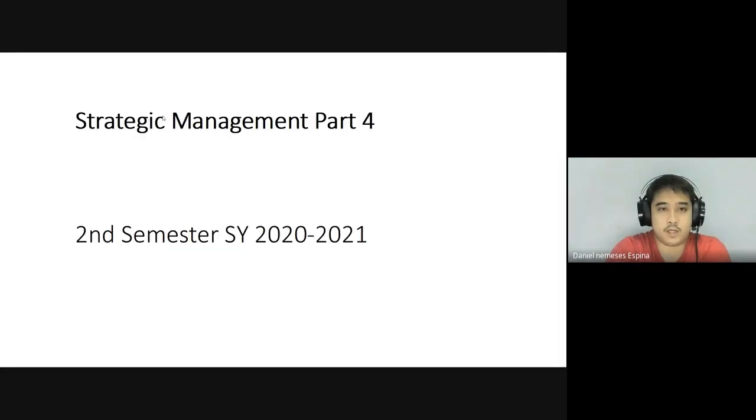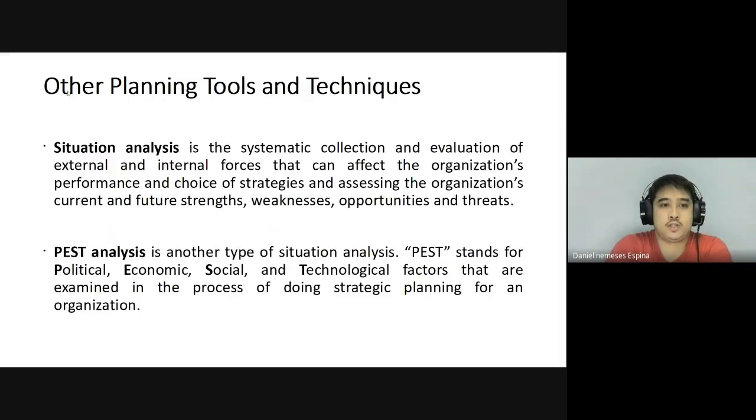Okay, so this is the part 4 of our online meeting. So first we will tackle the other planning tools and techniques that we can use to perform step number 2 and step number 3 of the strategic planning. So we have the situation analysis or the systematic collection and evaluation of the external and internal forces that can affect the organization's performance and choice of strategies, and assessing the organization's current and future strengths, weaknesses, opportunities, and threats.